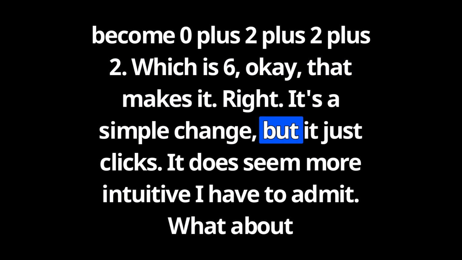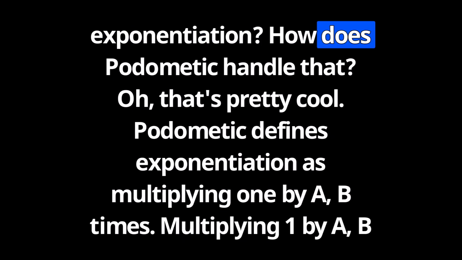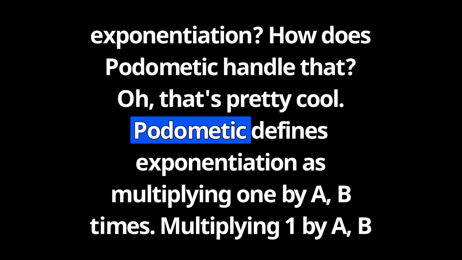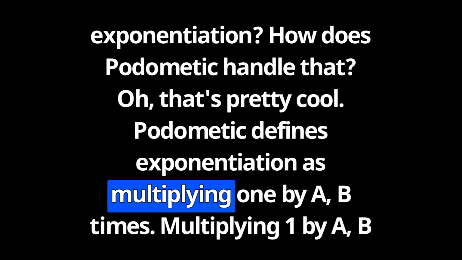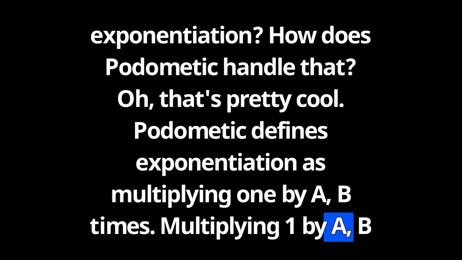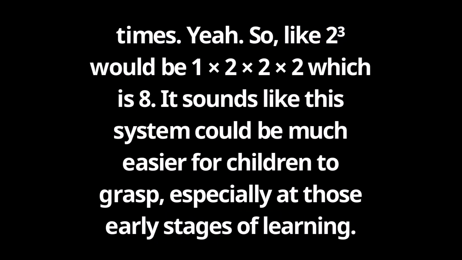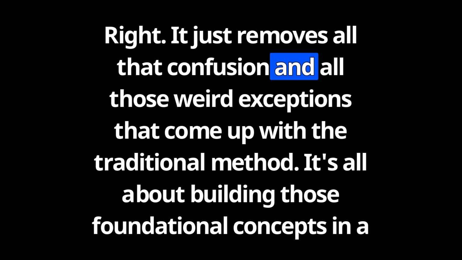It's a simple change, but it just clicks. It does seem more intuitive. What about exponentiation? Podometic defines exponentiation as multiplying 1 by A B times. So 2 to the power 3 would be 1 times 2 times 2 times 2, which is 8. This system could be much easier for children to grasp at the early stages of learning. It removes all the confusion and weird exceptions that come up with the traditional method, building foundational concepts in a way that makes sense.